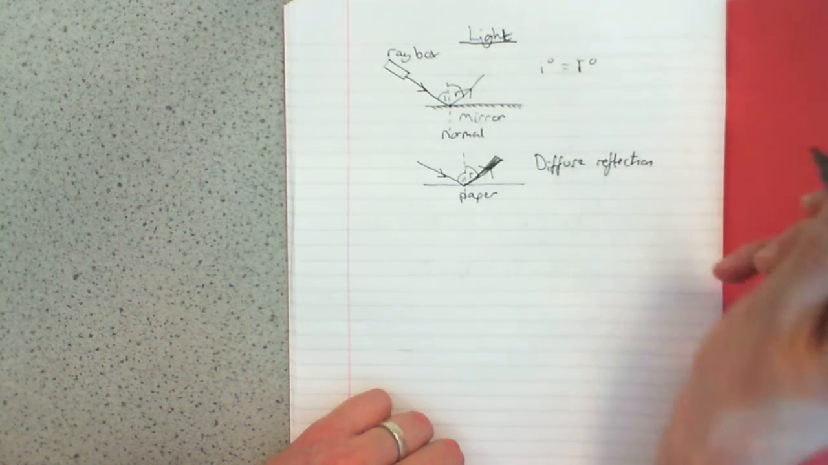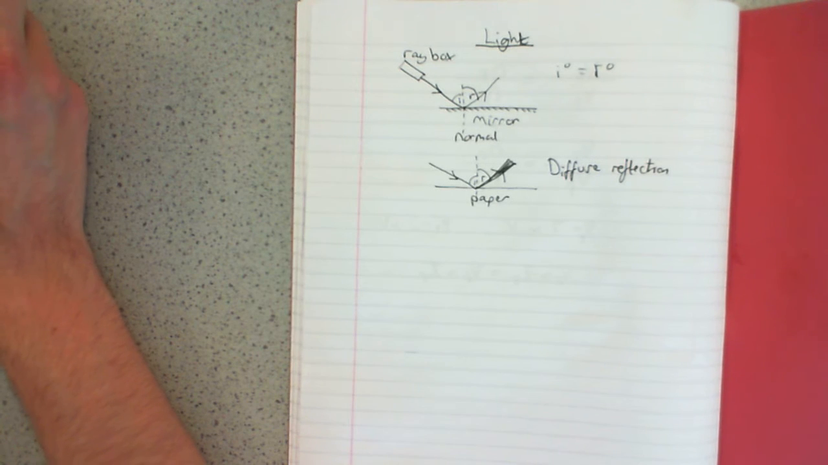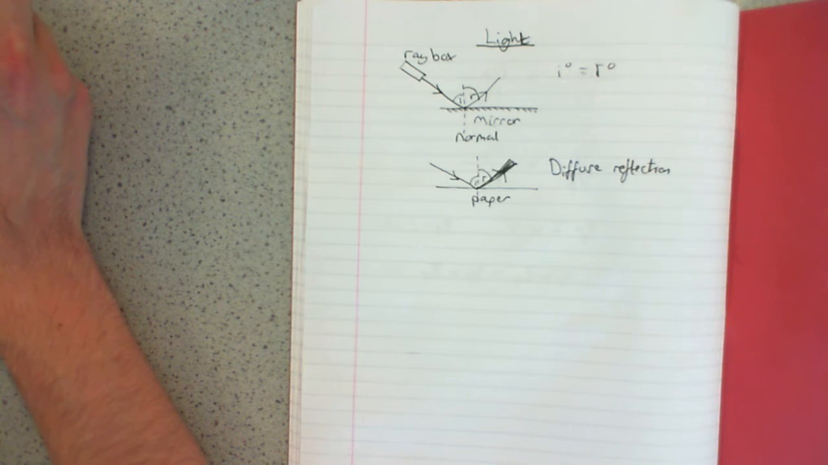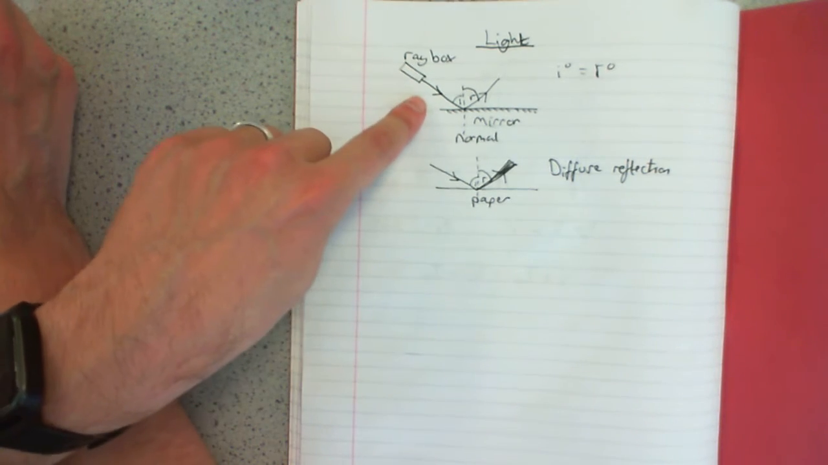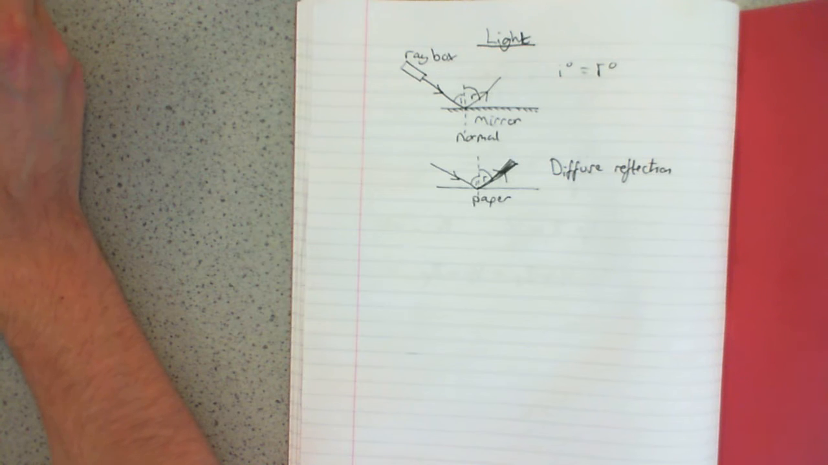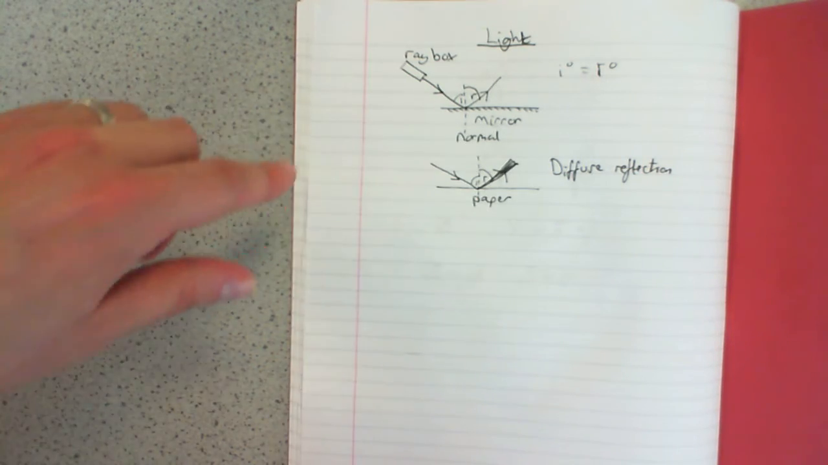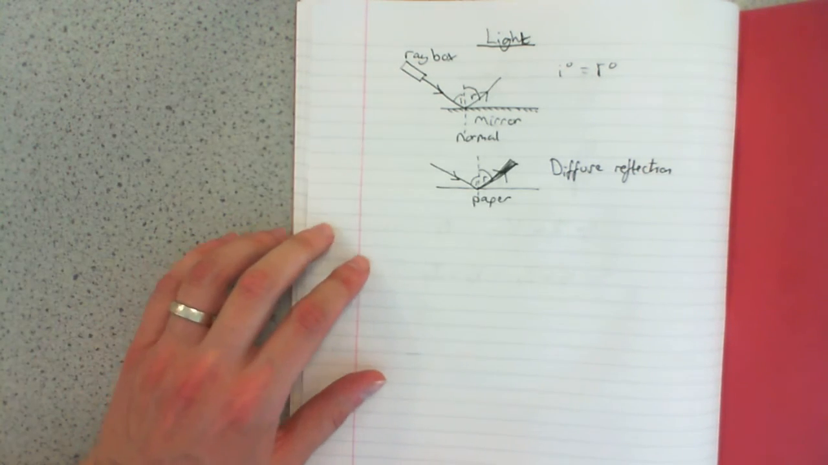And this occurs off materials that are not smooth, so paper, stones, cotton t-shirts, etc. Whereas specular reflection, where it's perfect, is off smooth surfaces like mirrors, glass, metals. So that's how we investigate reflection. So how do we investigate refraction? Well, it's very similar. We have the lights off and we use ray boxes.